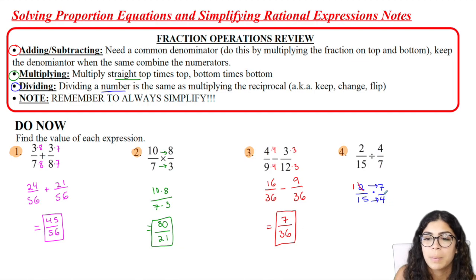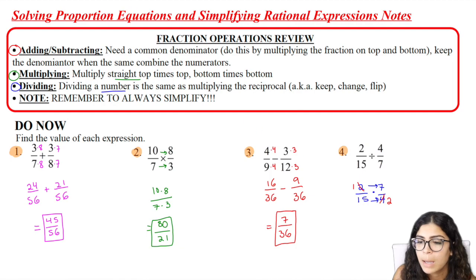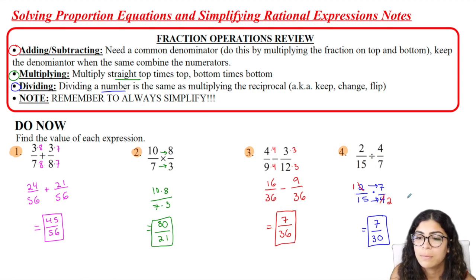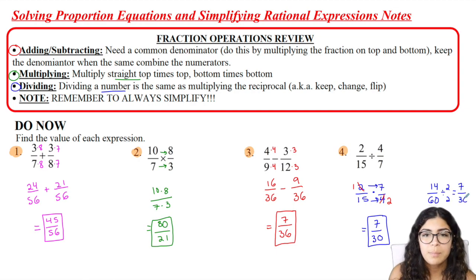So now we multiply 1 times 7, which would be 7, and 15 times 2, which would be 30. And that can't be simplified further, so that's our final answer. If you didn't simplify first, you could just multiply. 2 times 7 is 14, and then 15 times 4 is 60, and then you would simplify the fraction by dividing by the GCF of 14 and 60, which is 2. So you would still end up with 7 over 30 if you didn't simplify first. So that's the review of fraction operations.